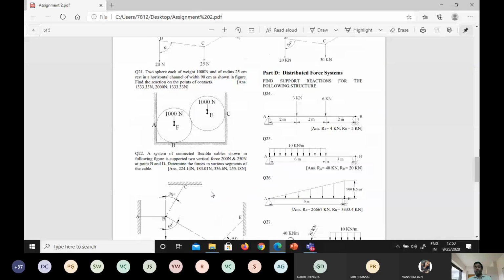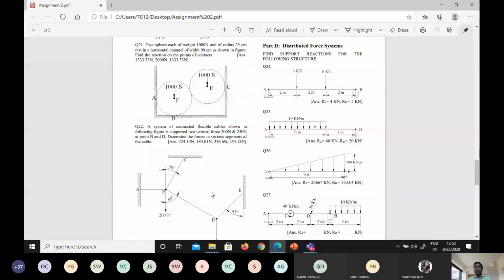Then you have to calculate the reactions here, find the support reactions. You can easily calculate. Question number 25, 24. X batch students can easily calculate, because for the X batch I have discussed. So X batch students, can you solve question number 24, 25? Yes. X batch students whose lab is with me, mechanics lab, they can easily solve problem number 24, 25. You have to calculate only the support reactions here.